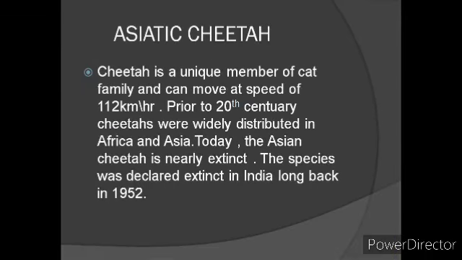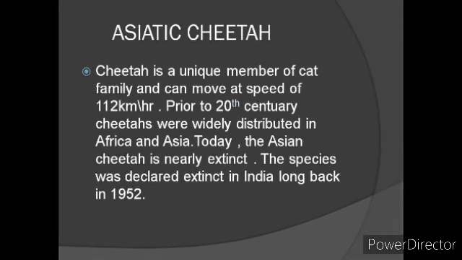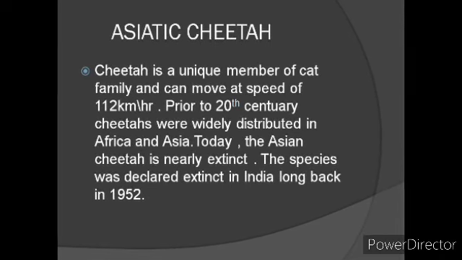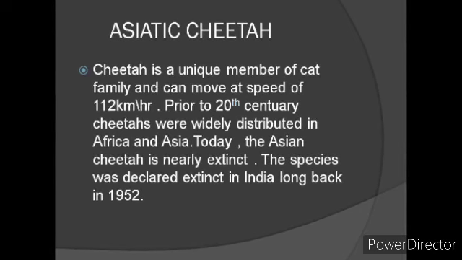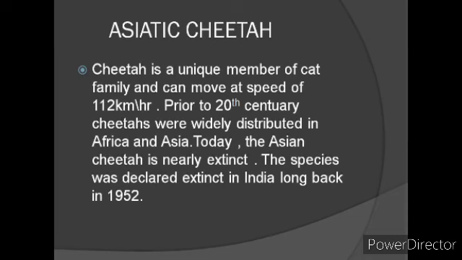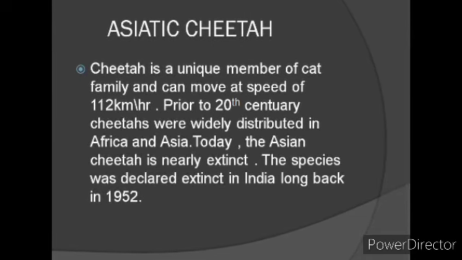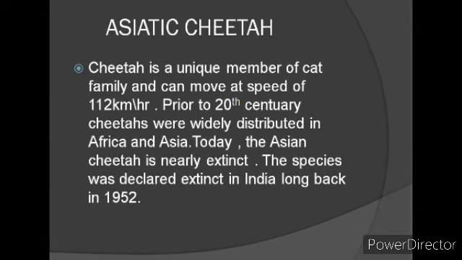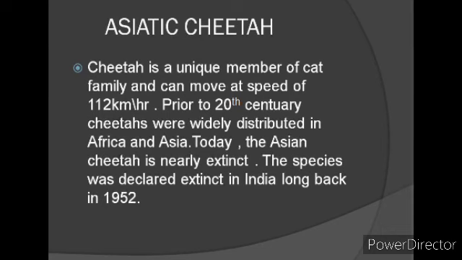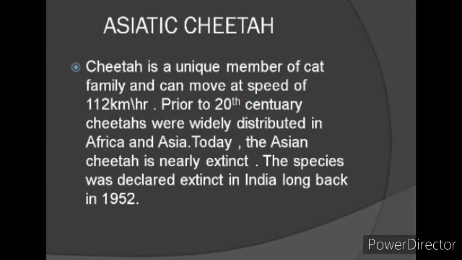So when we are looking at the Asiatic cheetah, what do we come to know? It is the world's fastest land mammal, and it can move at a speed of 112 kilometers per hour. Prior to the 20th century, cheetahs were widely distributed throughout Africa and Asia. But today, the Asian cheetah is nearly extinct due to the decline of available habitat and prey.